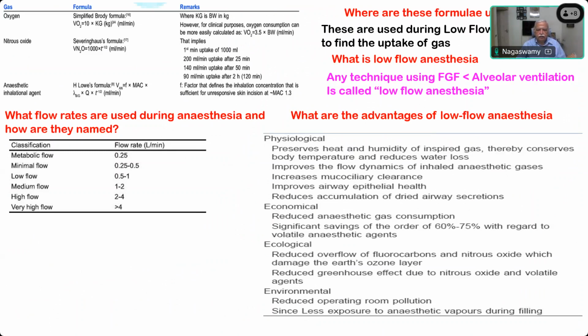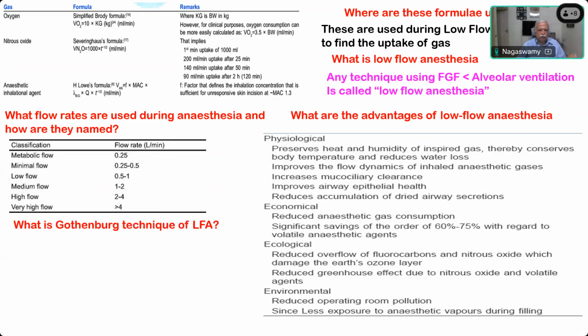Economical: reduces anesthetic gas consumption, significant savings to the order of 60 to 75% of volatile anesthetic agent. Ecologically: reduced overflow of fluorocarbons and nitrous oxide, which damage the Earth's ozone layer, reduced greenhouse effect due to nitrous oxide and volatile agent. Environmental: reduces operating room pollution since less exposure to anesthetic vapors.